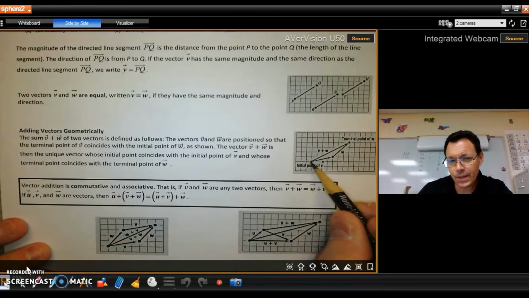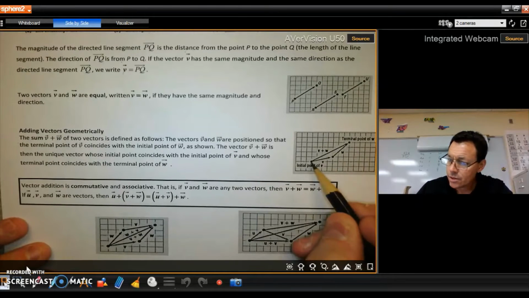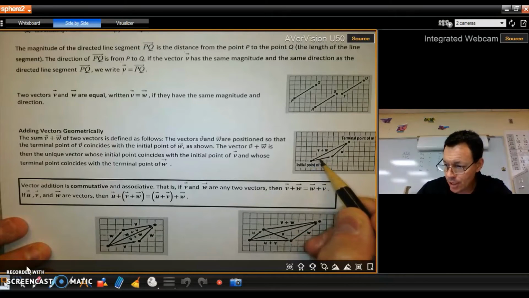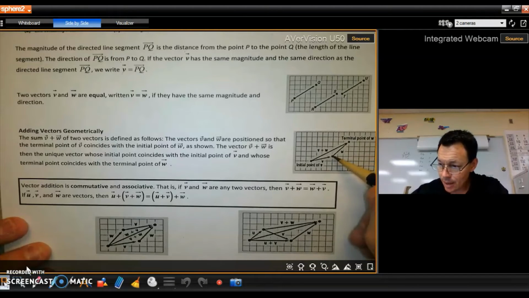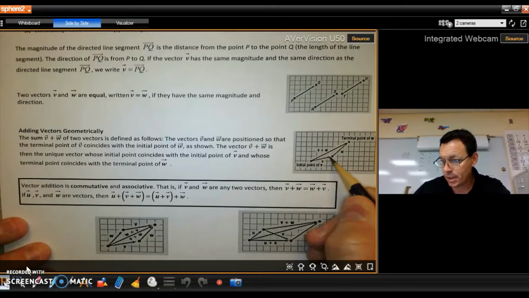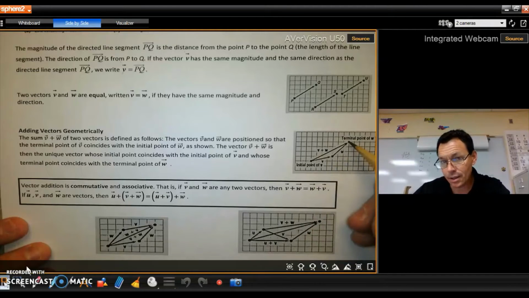So think of this as two forces. This is where we're starting. I have an object, and I'm pushing it this way, and then that object is getting pushed this way by another force. So it got pushed from here to here, and then got pushed from here to here.